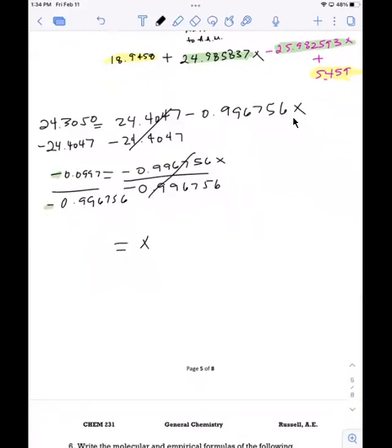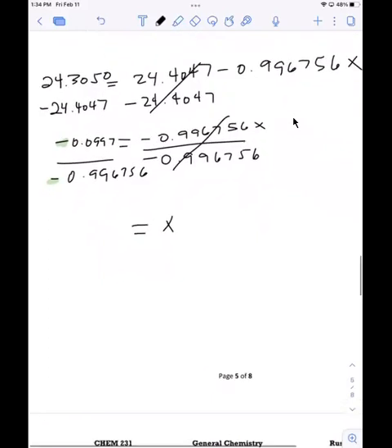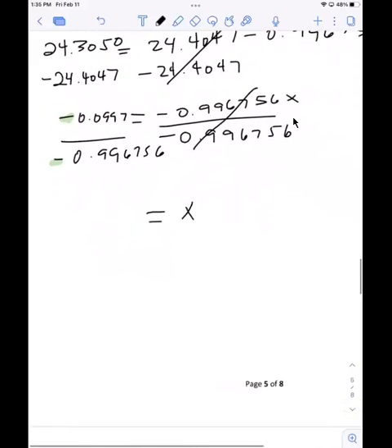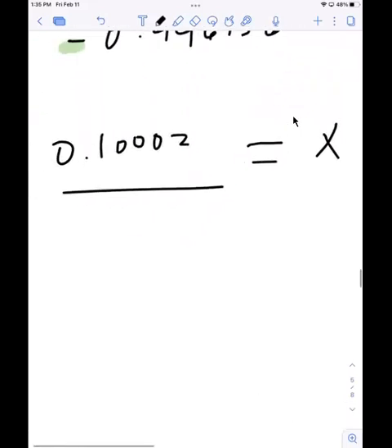So this is whatever this number is going to be equal to x. Should be somewhere around 0.1 or something like that. Okay. I'm just going to say 10002. We'll leave it right there. All right, so now we know what x is. Thank you, Mary. We know what x is. X is 0.0012.